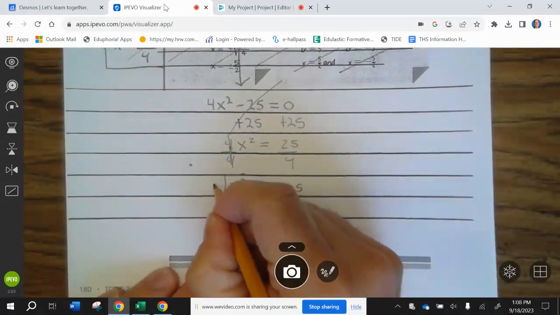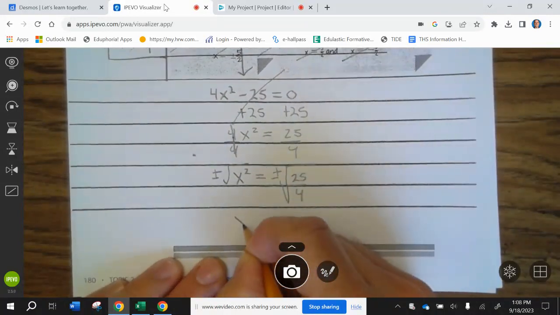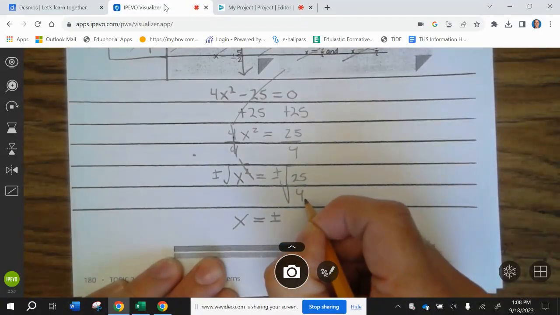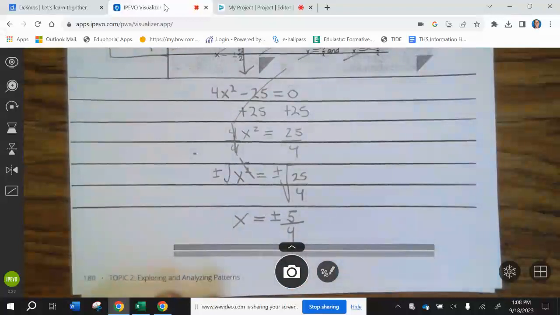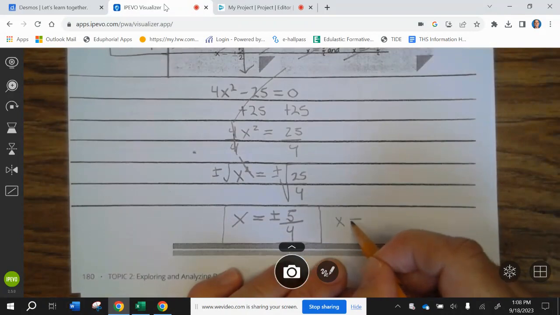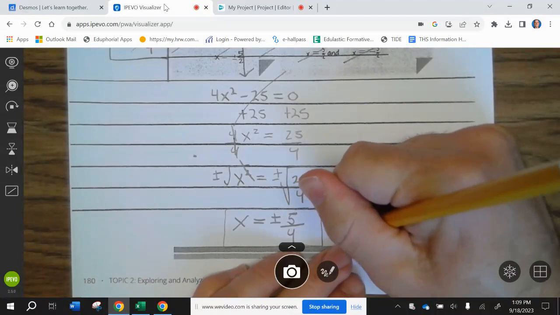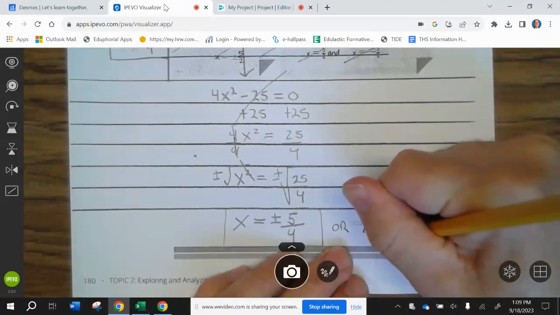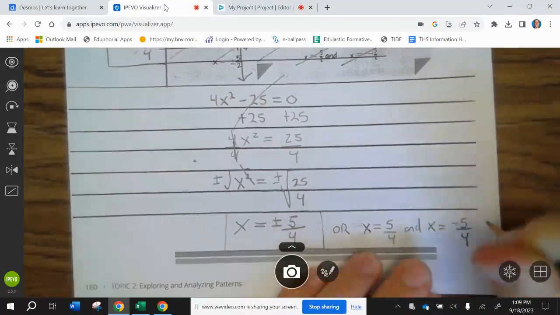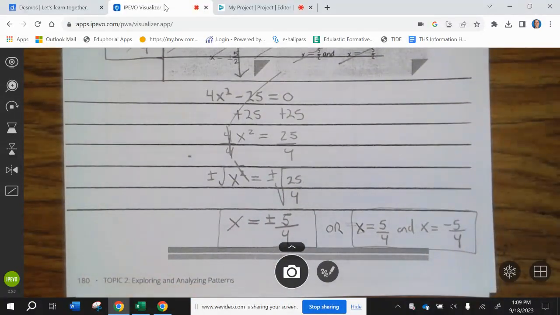Take the square root of both sides. Remember, plus or minus. So x equals plus or minus the square root of 25, which is 5, over the square root of 4, which is 2. So 5 divided by 2. Now, you can write it that way, or you can write x equals 5 divided by 2, and x equals negative 5 divided by 2. Either way is acceptable. Okay, go ahead and finish it up.